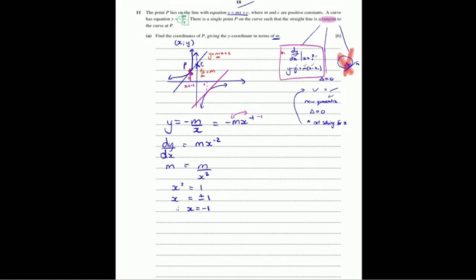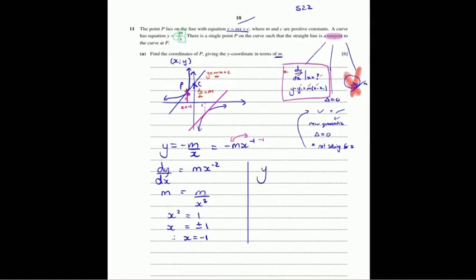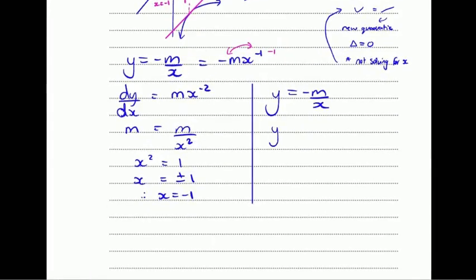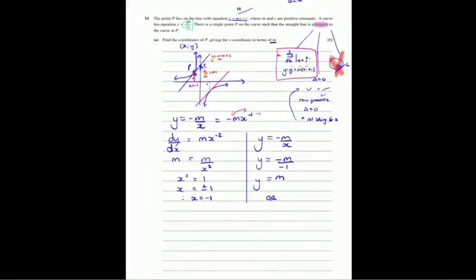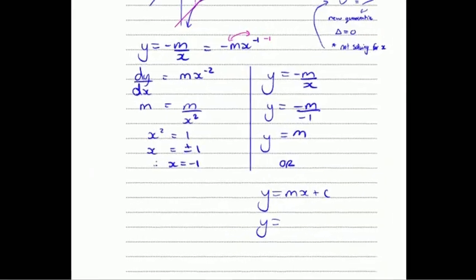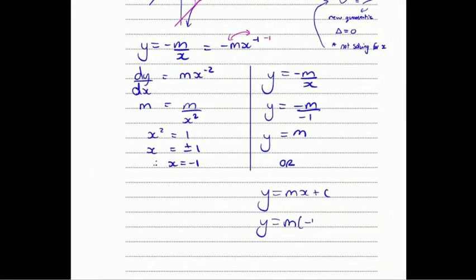Now I need to find the y coordinate. So how do I find the y coordinate? I can go back to either my curve or my straight line and solve for y. So minus m over x. I know my x is minus 1, so my y is equal to m. Or you could have gone into your straight line, but this is now a bit trickier: mx plus c. I'm trying to solve for y. I know my gradient is m, I know my x is minus 1, but now I haven't solved yet for c.